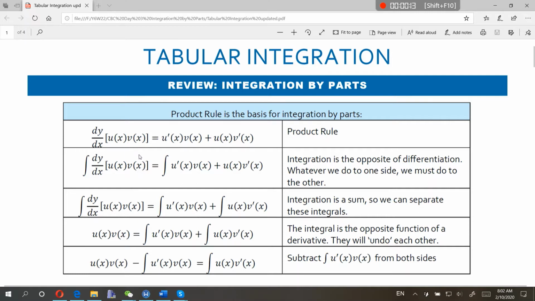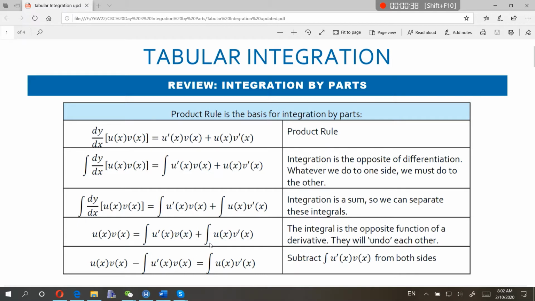So if I had uv equals u prime v plus uv prime for my derivative, I could integrate both sides. When I integrate the derivative on this side, that will cancel, so I end up with uv. On this side, I've got the integral of u prime v plus uv prime. Because I'm integrating and I'm adding, I can split this up into two separate integrals. It's got the same bounds. And then I can move one side over to the other.